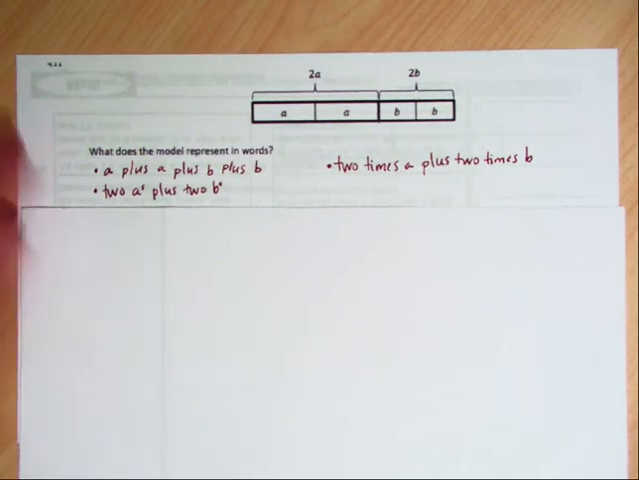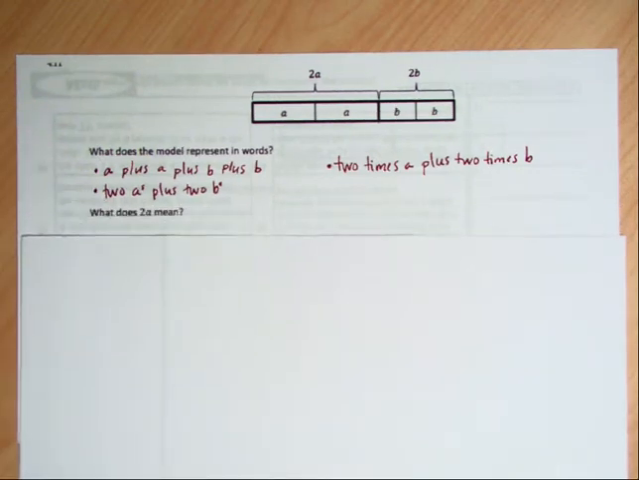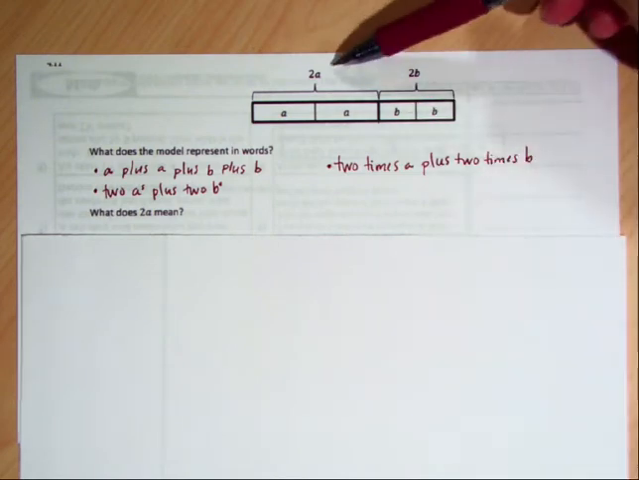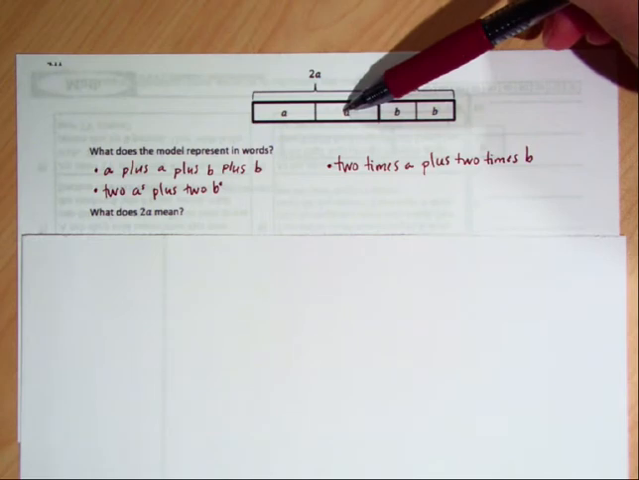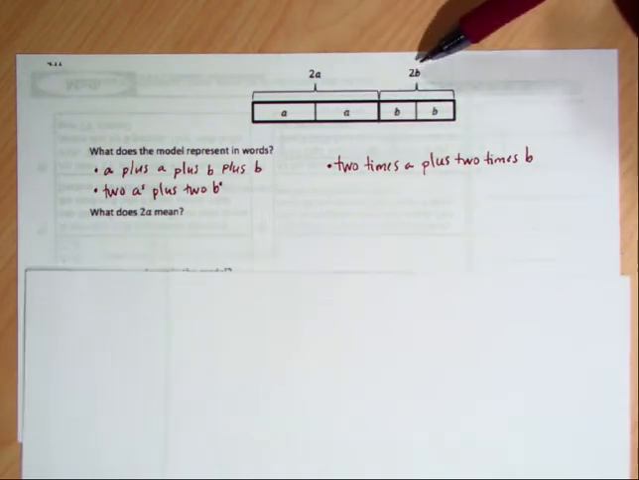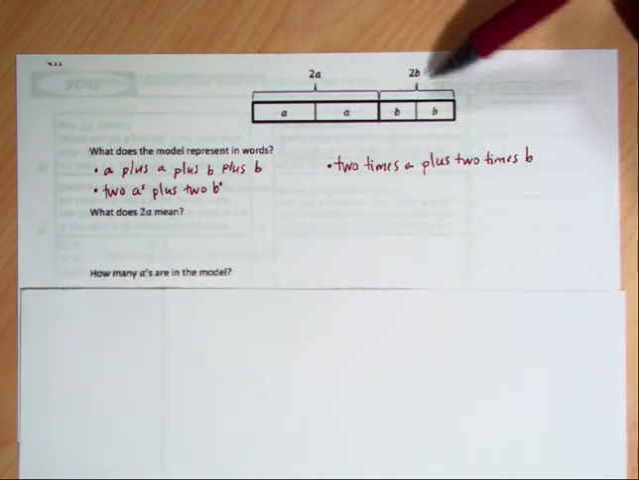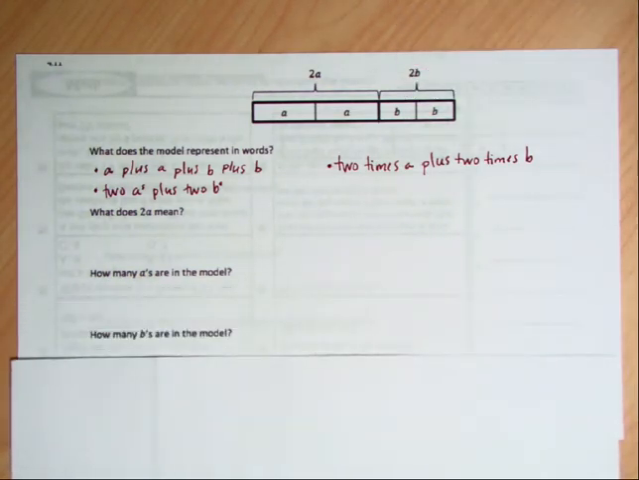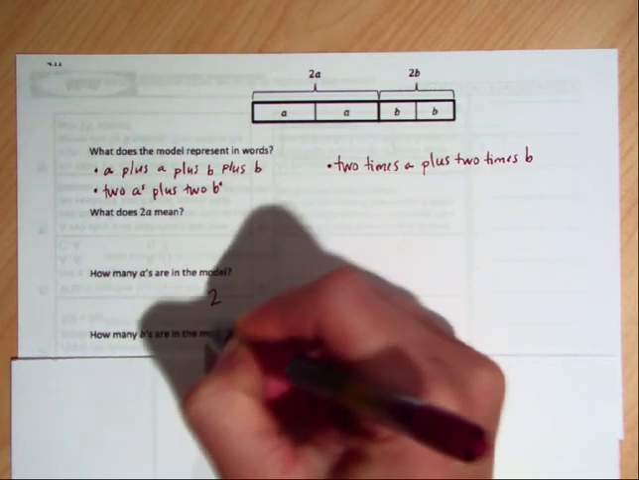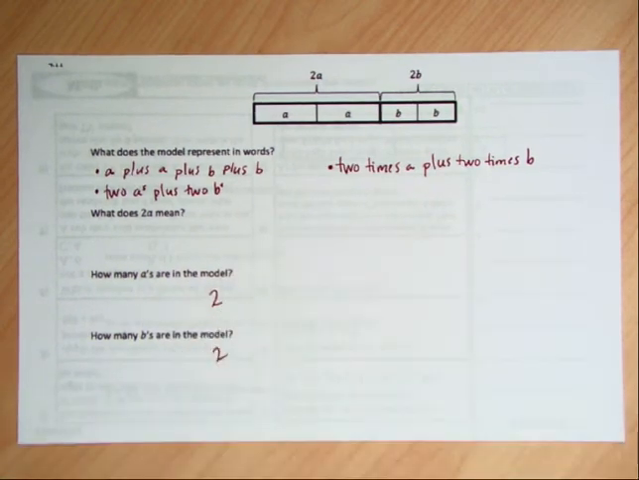All of those will work. All those are word forms. All right, what does 2A mean? Well, 2A means there are 2 A's. 2B means there are 2 B's. Okay, so the question then asks how many A's are in the model, how many B's are in the model, so we can answer both of those.